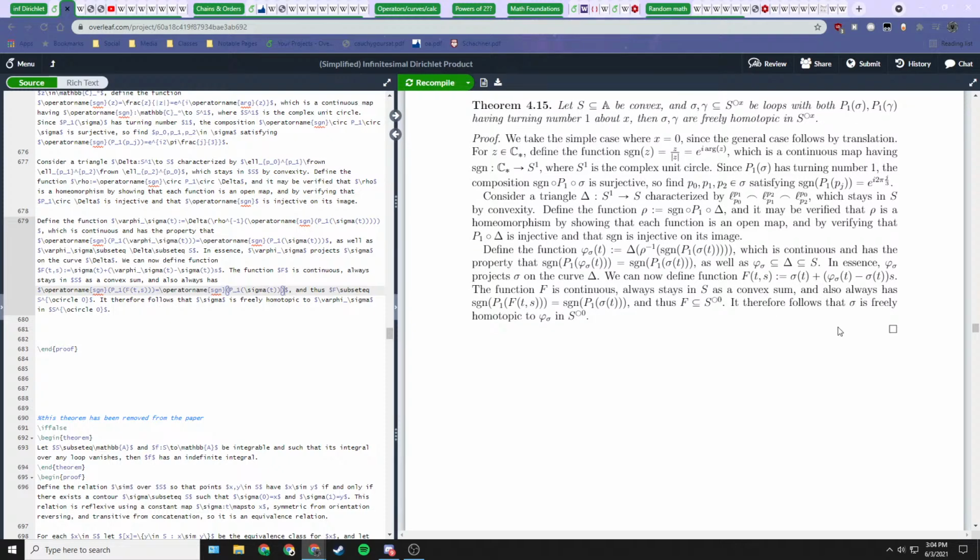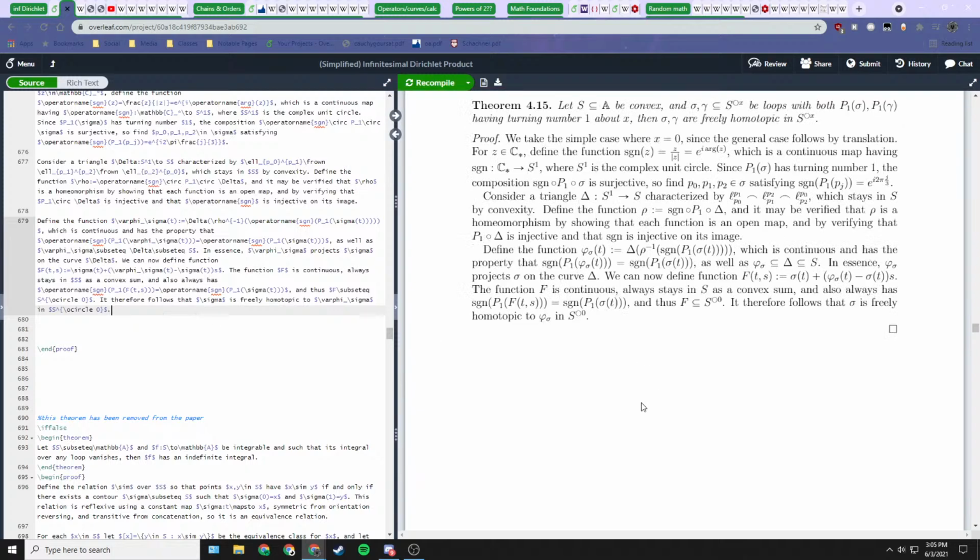Using that, f is now a free homotopy. So we start with sigma, we end with phi sigma. It's continuous. It stays in this punctured S, S punctured through 0. So sigma is now freely homotopic to phi sub sigma in S minus 0. And so we just have to finish this out here real quick.